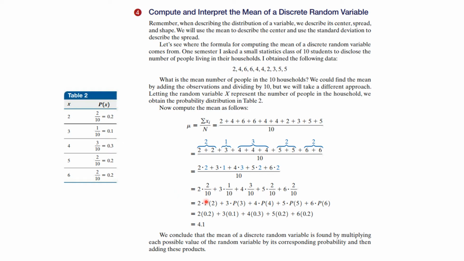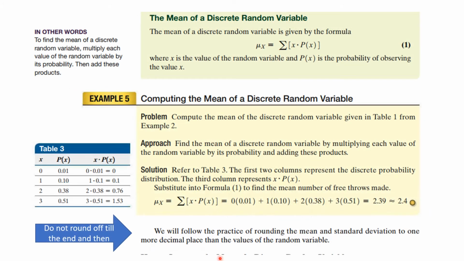But notice what I get whenever I do that is I end up taking the value times the probability. So it's 2 times 0.2. It is 3 times 0.1. It is 4 times 0.3. It is 5 times 0.2. And it is 6 times 0.2. And so what that means is that the way I can find the mean is just by taking the value times the probability. So in other words, for the mean of a discrete random variable, you multiply each value by its probability and add these up. You can see how that would be easy to do in Excel.